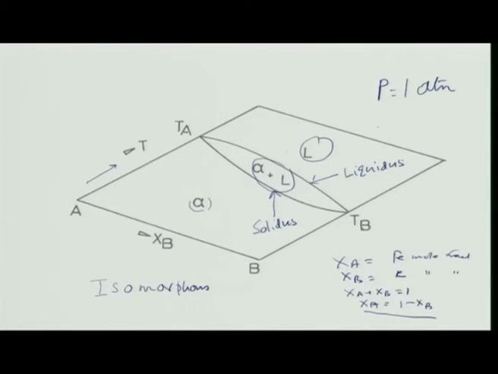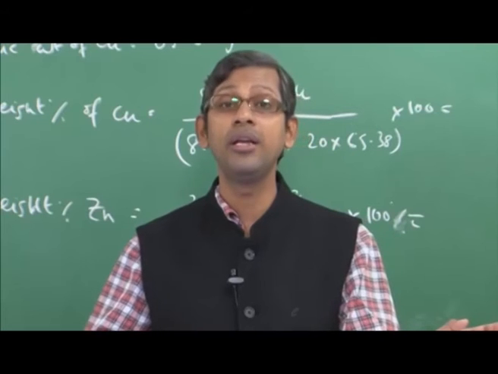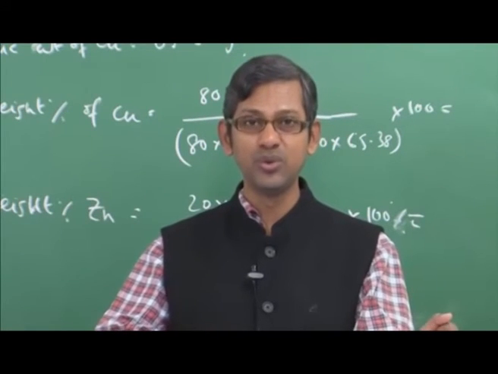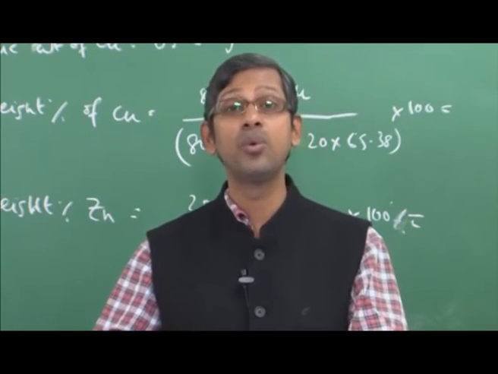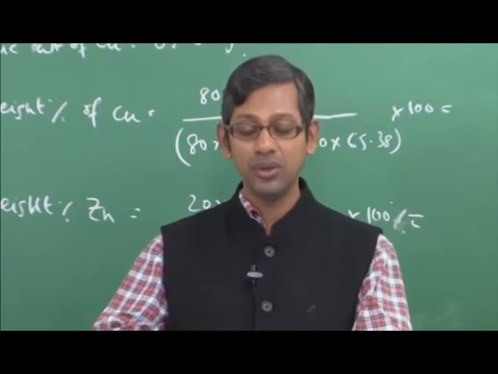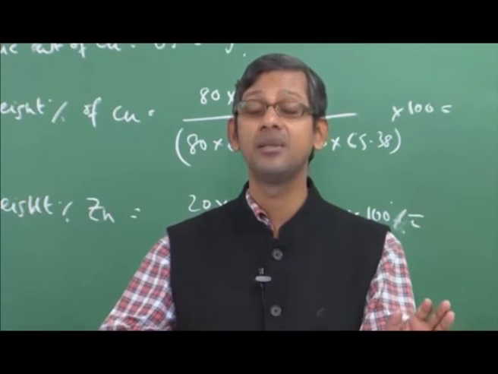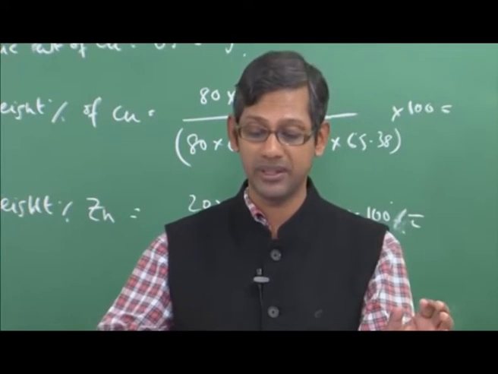Okay. So what is the meaning of that? Physically it means that at any temperature below the solidus, you will have only fully solid, no liquid will be present. And if you are anywhere above the liquidus, then you will have only liquid. In between these two, solid plus liquid coexist. So these are basically the prime features of isomorphous phase diagrams.